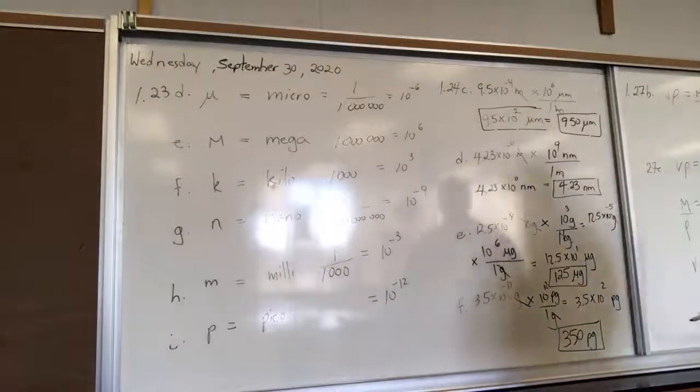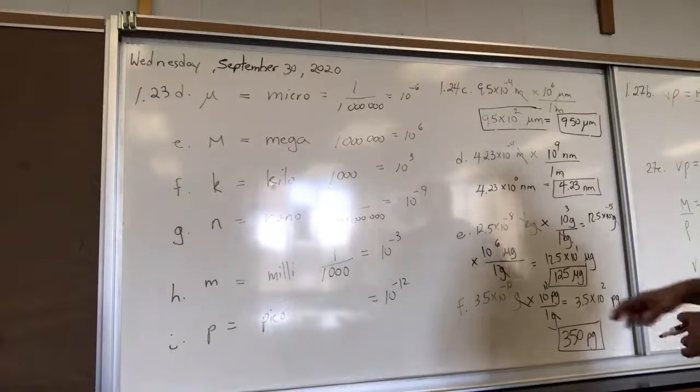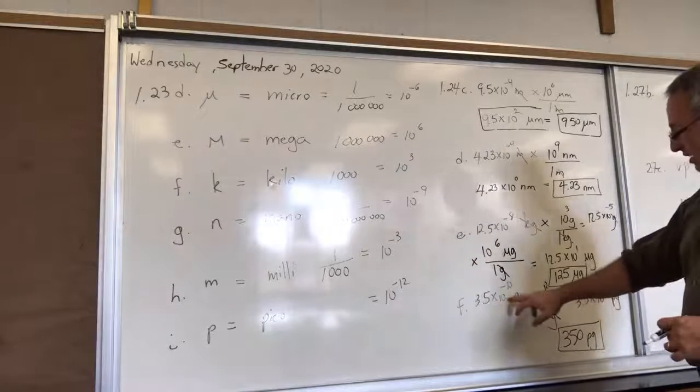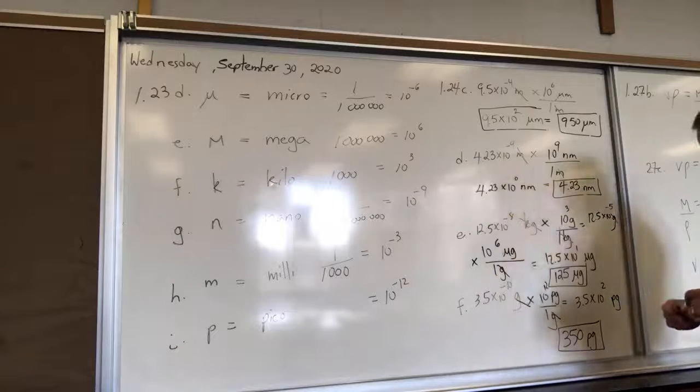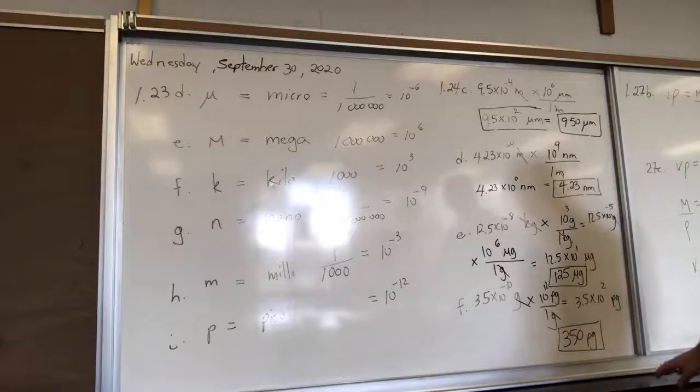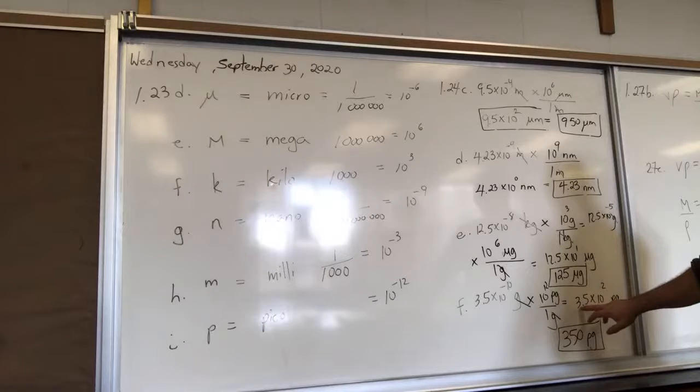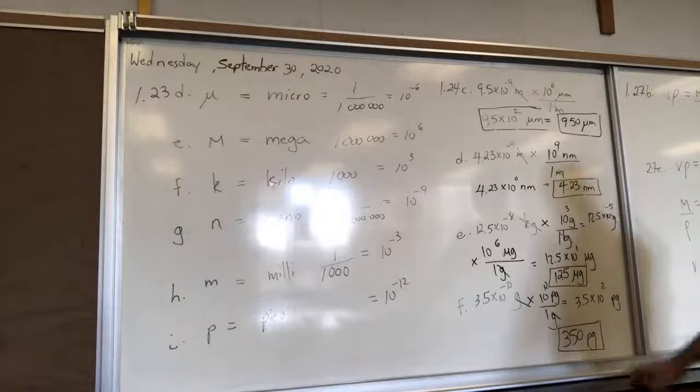Okay, then F, we are asked to convert 3.5 times 10 to the minus 10 grams, and I decided to go with picograms because there's 10 to the power of 12 picograms per gram. So that brings the power up to 3.5 times 10 to the 2 picograms. 10 to the 2 is 100. 100 times 3.5 gives you 350. You get 350 picograms.